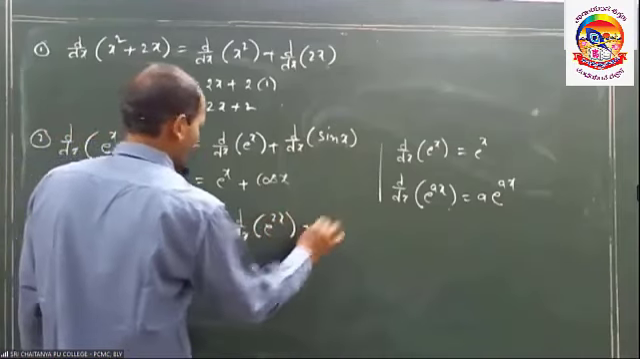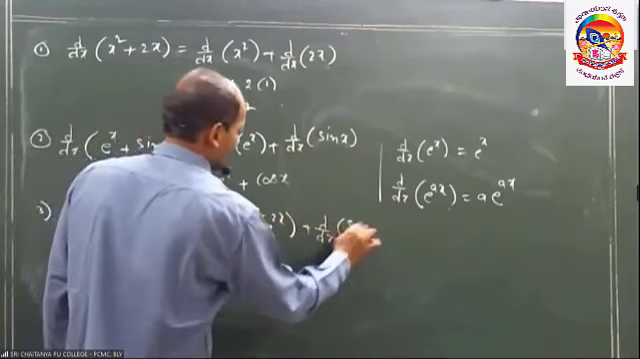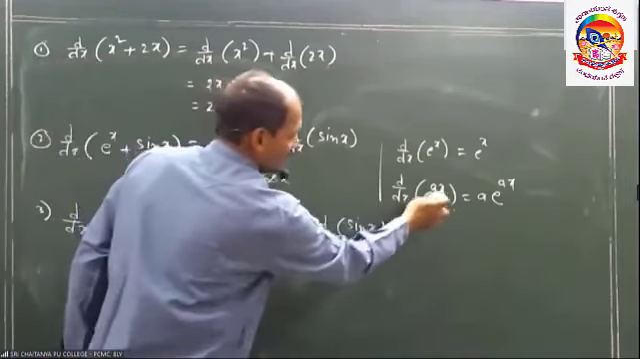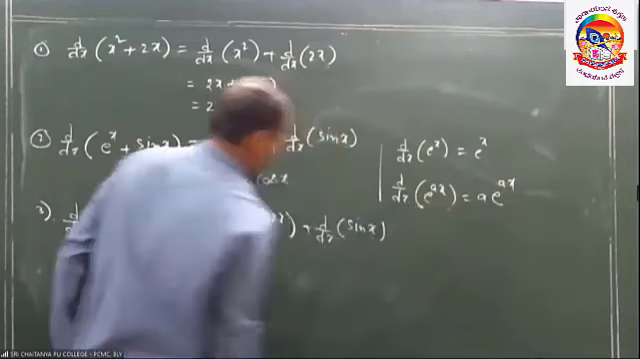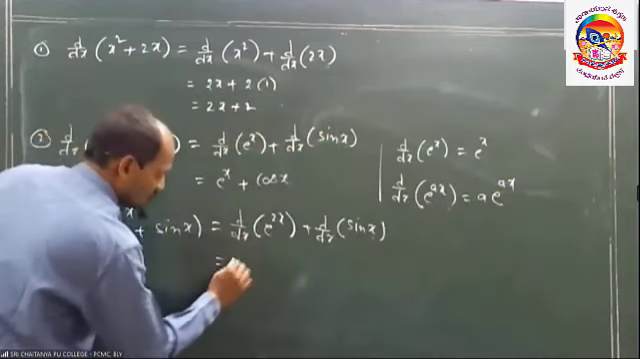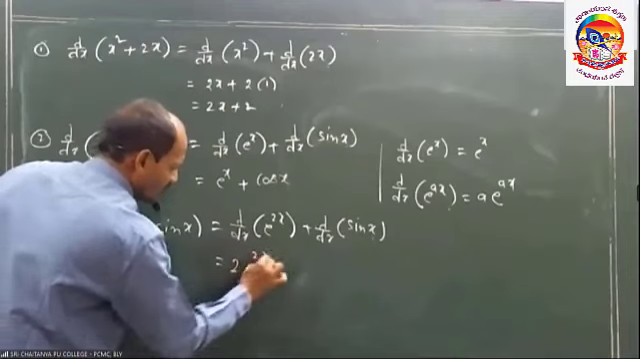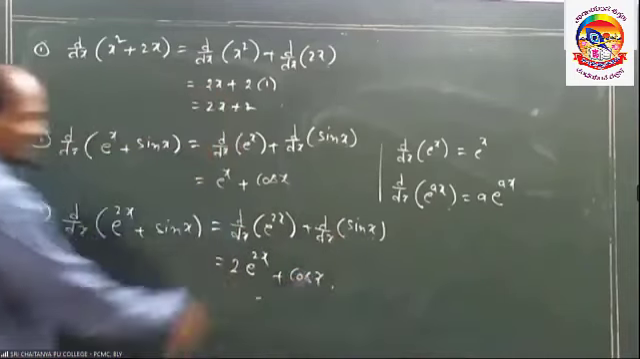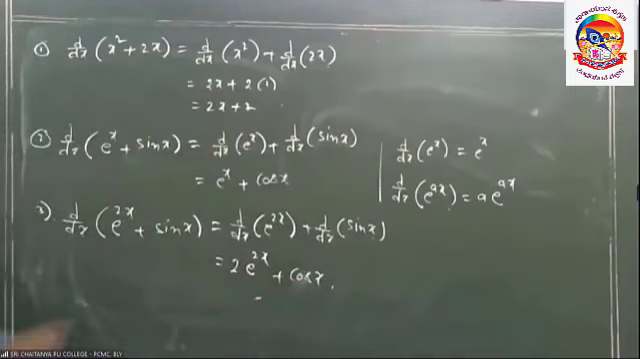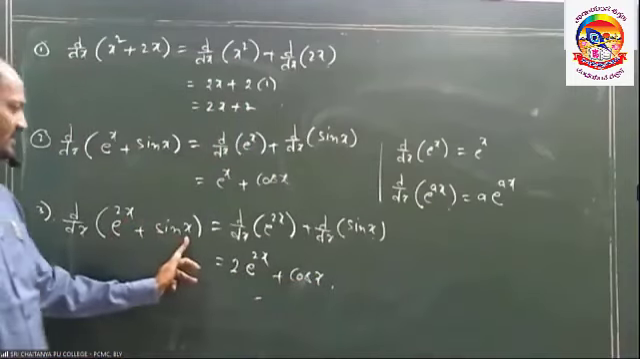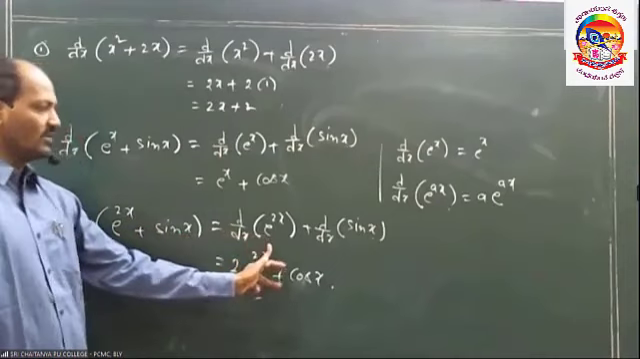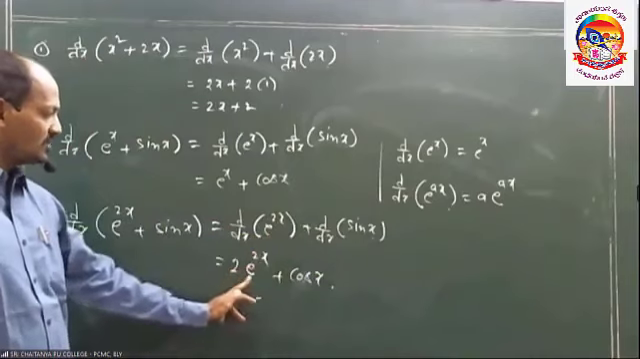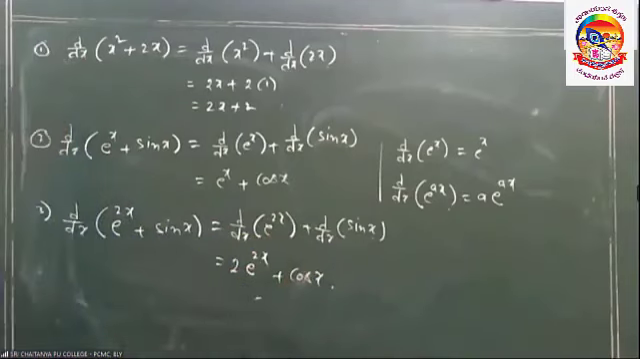So derivative of e power 2x plus the derivative of sin x. By using this formula, derivative of e power ax is a e power ax. Here a is 2. So 2 e power 2x plus derivative of sin x is cos x. Okay, derivative of e power 2x plus sin x is the derivative of e power 2x plus the derivative of sin x. So e power 2x gives 2 e power 2x plus cos x.